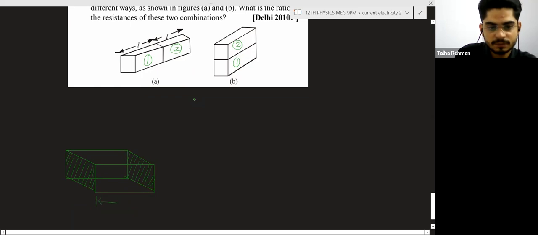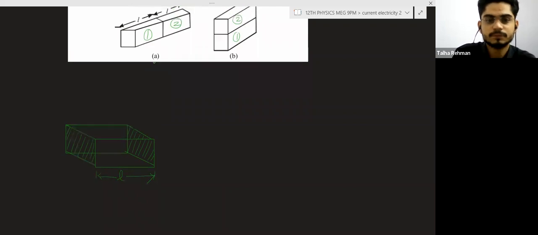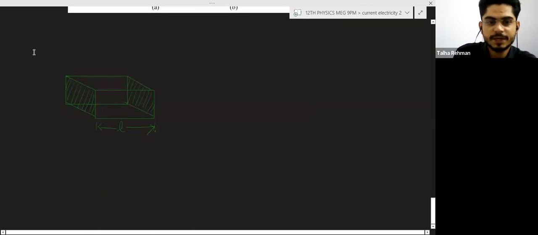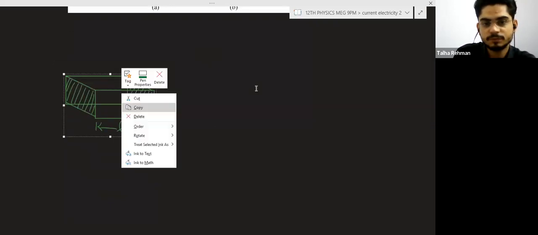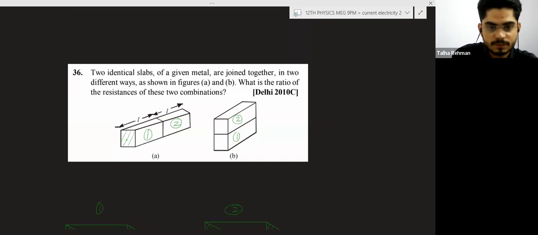They have the same length. And they are identical, means of given material, and the material of both the slabs is also same. One, two. So this is the area of cross section. Here you can see this is the area of cross section. Area of cross section of both the slabs is same. And resistivity of both the slabs is same.